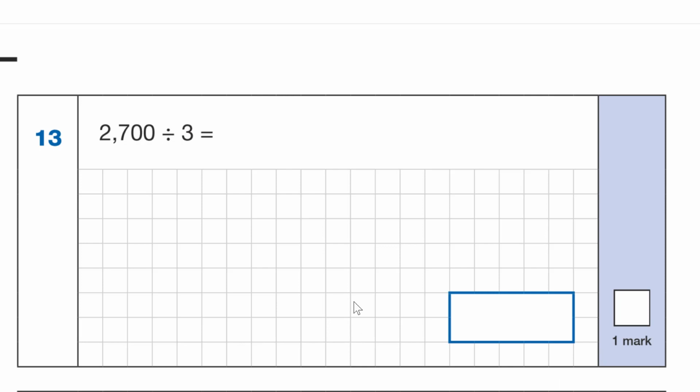Question 13, 2,700 divided by 3, sorry. So here again, when you've got these short divisions, just look to see if there's any patterns. I can see that I can use the fact 27 divided by 3. You're looking for the ability to use known facts. I know that 27 divided by 3 is 9. And if I look at how much bigger this is, it's 100 times bigger. There's 2 zeros, that means it's 100 times bigger. That means this answer is going to be 100 times bigger.